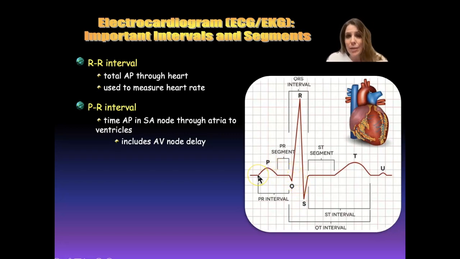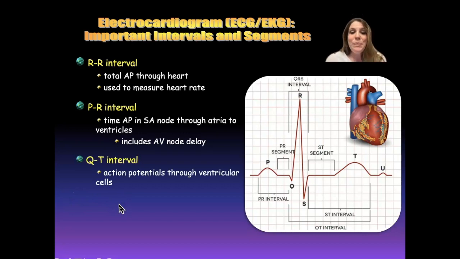So it's looking at the spread of that action potential from where it starts in the SA node through the atria and down to the ventricles. And it's going to include that AV node delay, which you'll recall, things slow down when it gets to the AV node because the fibers don't conduct electricity as well anyway. So that was the PR interval.